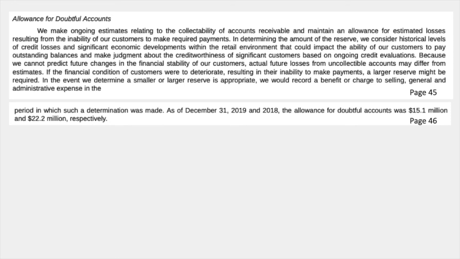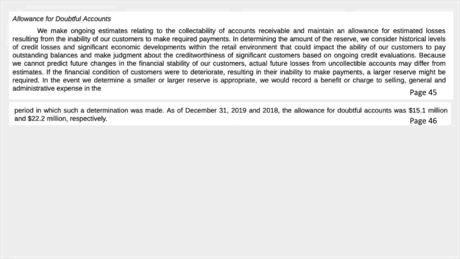Now, on a couple other pages in the notes to the financial statements after the balance sheet, they talk about their allowance for doubtful accounts, and they say, we make ongoing estimates relating to the collectability of accounts receivable and maintain an allowance for estimated losses resulting from the inability of our customers to make required payments. In determining the amount of the reserve, we consider historical levels of credit losses and significant economic developments within the retail environment that could impact the ability of our customers to pay outstanding balances and make judgment about the creditworthiness of significant customers based on ongoing credit evaluations.